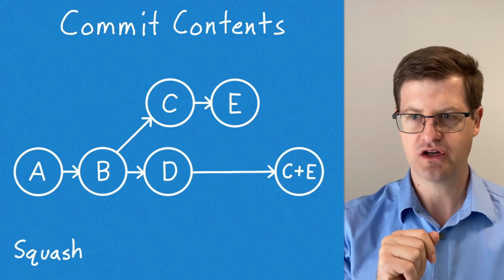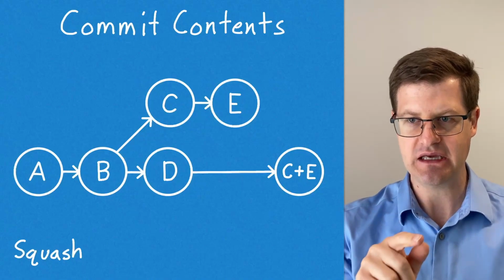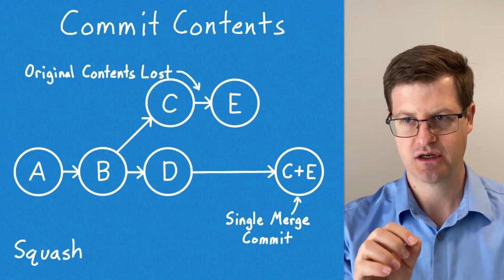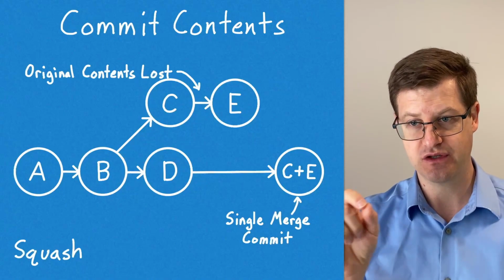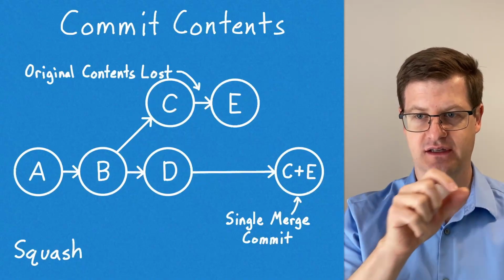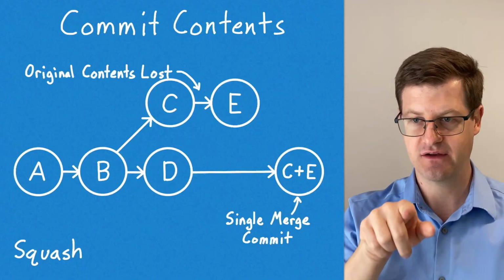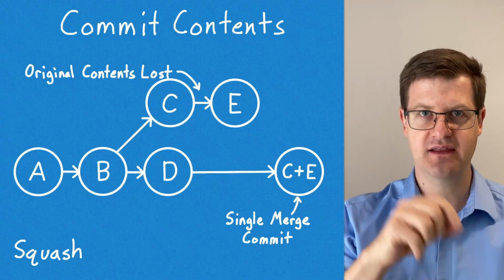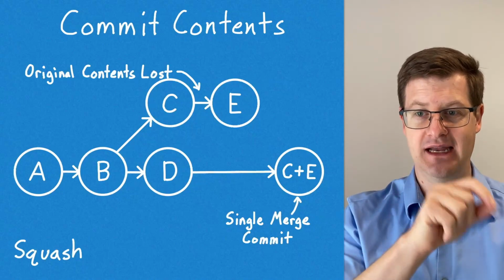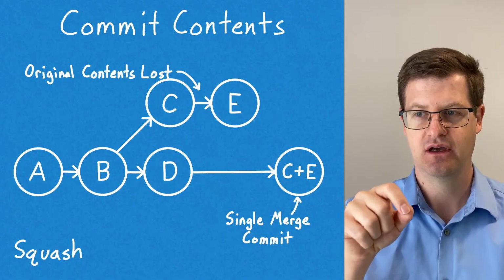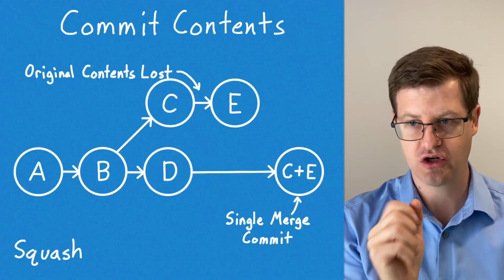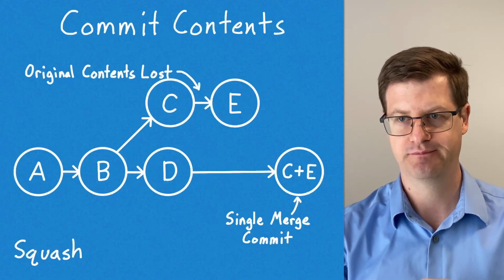In a squash, the contents of C and E are lost. The end result is preserved, but the intermediate contents are not. Let's say you change something in C and then change it again in E, the squashed commit will only contain the end result. It won't contain any of the intermediate results that are essentially squashed away into that single commit.